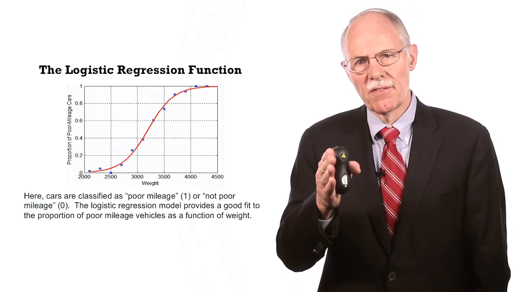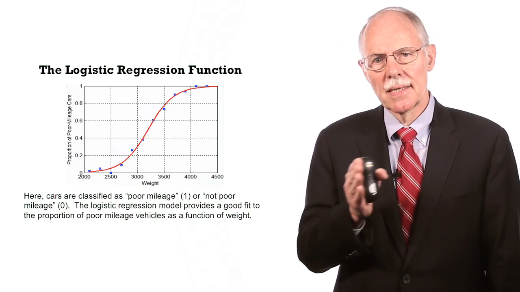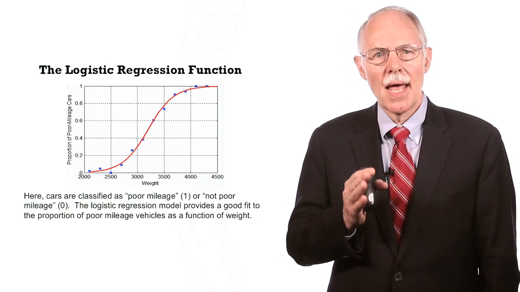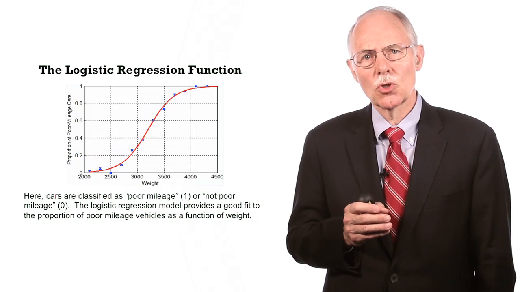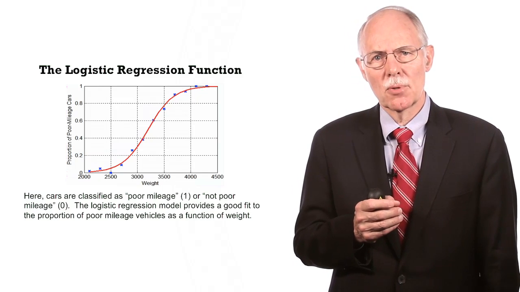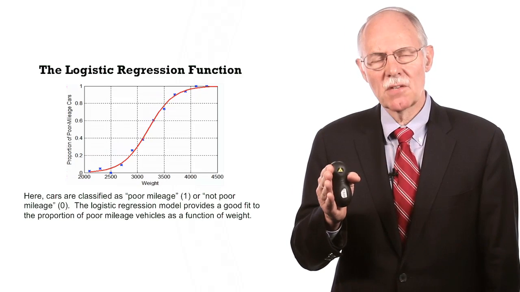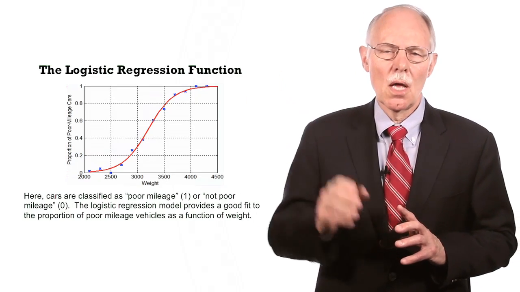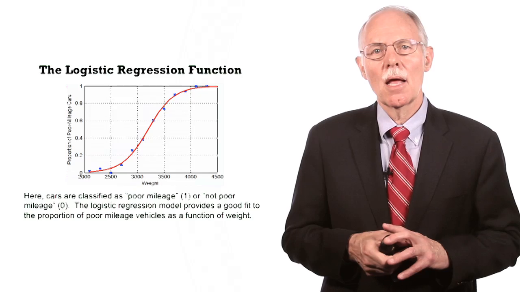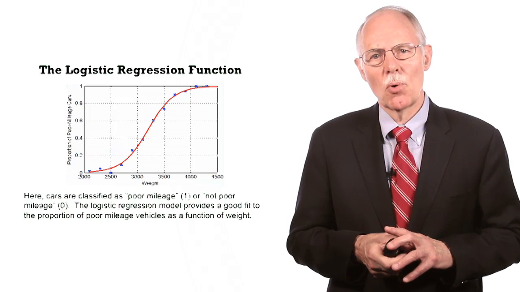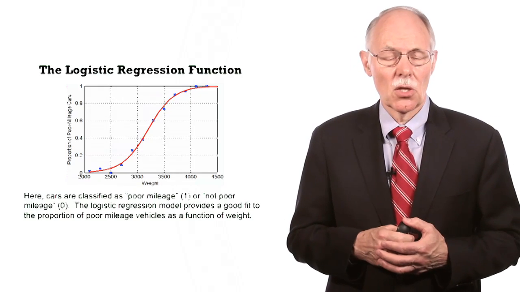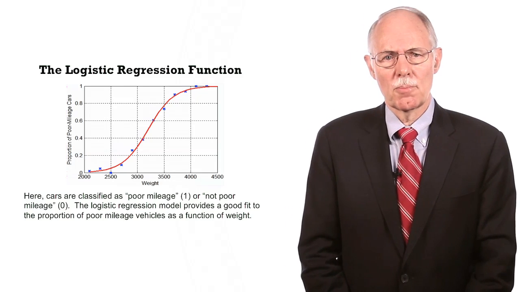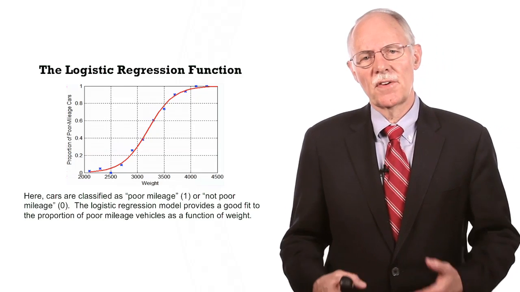Whereas if you go over to, say, 4,000 pounds, you see that the two groups that are close to 4,000 pounds in weight have proportions with poor mileage in excess of 90%. So when we classify the cars into these groups based upon their weight, we see that there's a strong association between weight and the likelihood of having poor mileage. And you can see that, in fact, the logistic regression function drawn here provides a very good fit to the proportion of poor mileage vehicles as a function of weight.